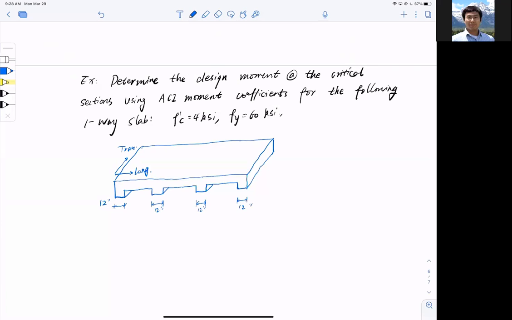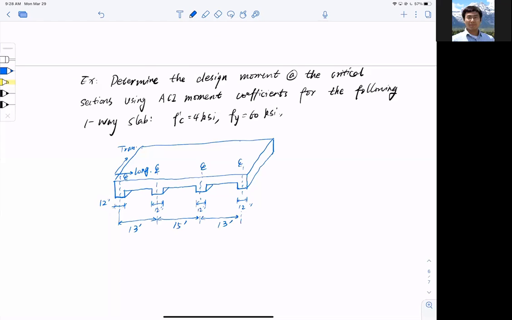And the distance between the centers of the supports, these are all center lines here. The distances between them are such: this is 13 feet, this is 15 feet, and this is 13 feet.